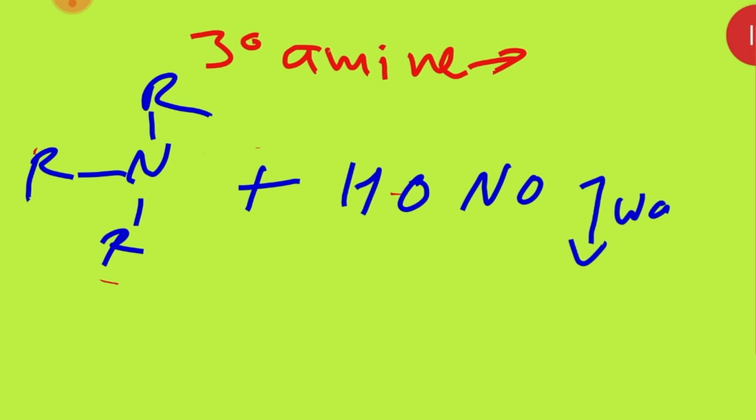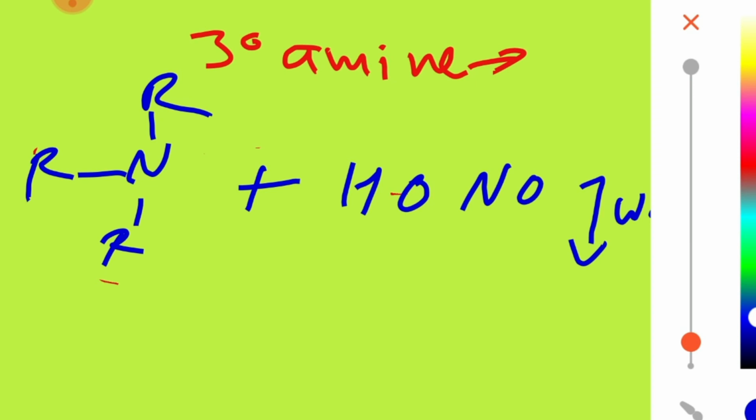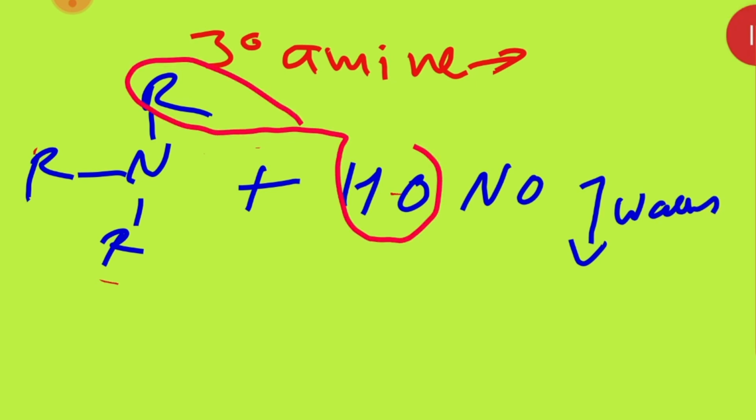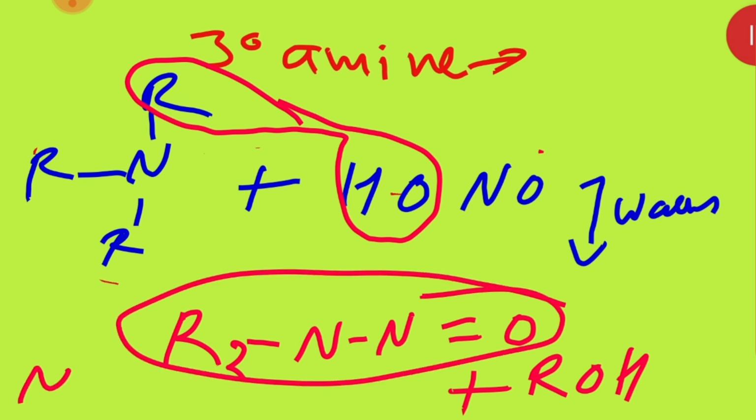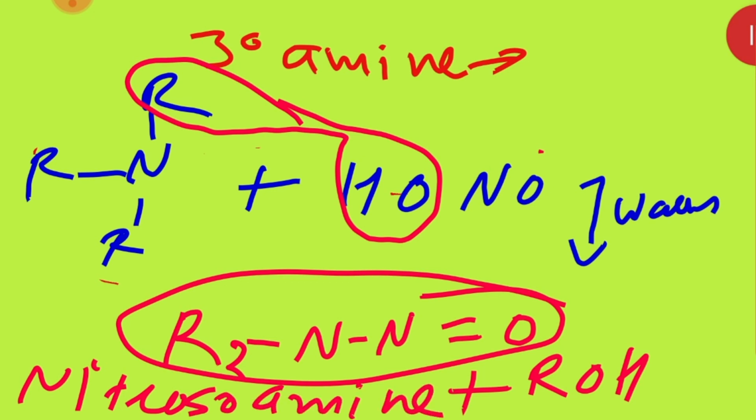Okay, wow. Now what to do there, beta? Or what are they saying? They are saying ROH will be the product, and what is left there? R2NNO. This is left. R2N double bond O and ROH. This is called nitrosamine. What do you call it? This is called nitrosamine. Okay student, is that clear?